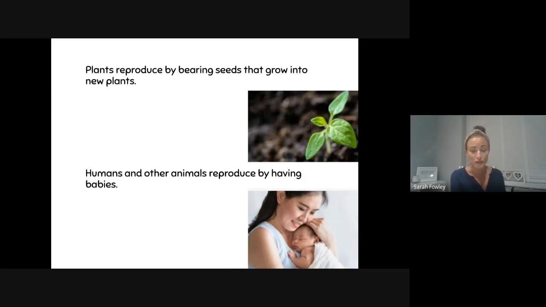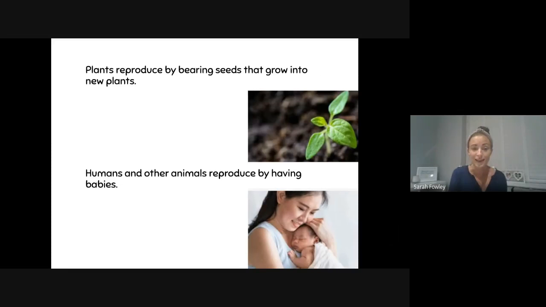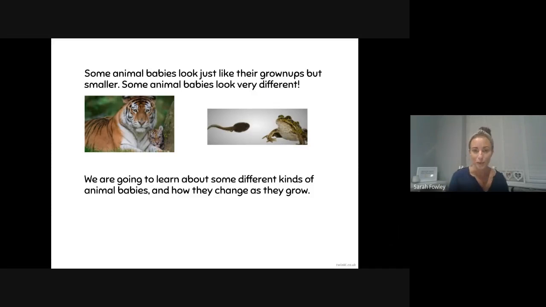Plants reproduce by bearing seeds that grow into new plants. And that's how plants make more of themselves. And humans and other animals reproduce by having babies. Some animal babies look just like their grown-ups, but smaller. And some animal babies look very different.